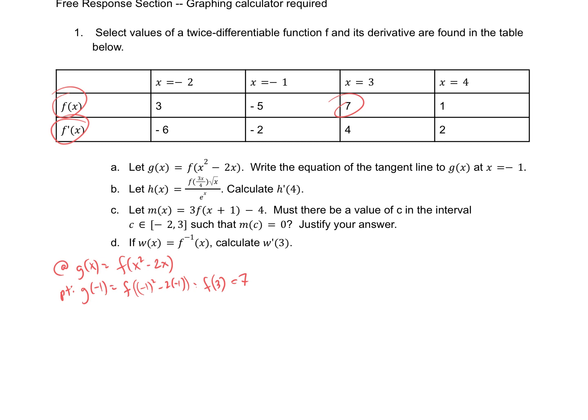And now we want to find the slope. Well, the slope is found by finding the derivative. And the derivative of g is going to require the chain rule. The outside function is f, so I'm going to do f prime, and then times the derivative of what's inside. Now that I've got the derivative, I want to plug in -1 again. This will give me the slope.